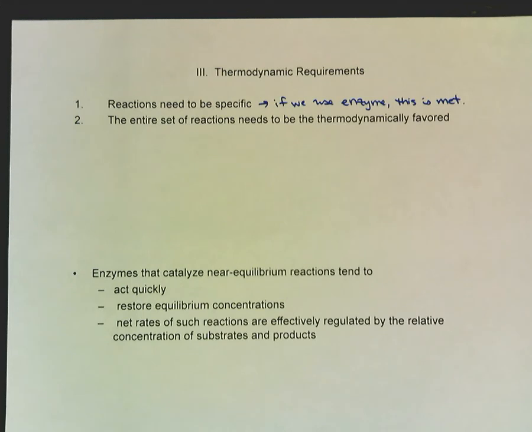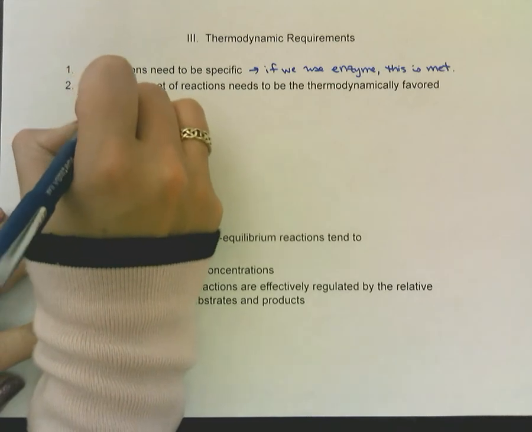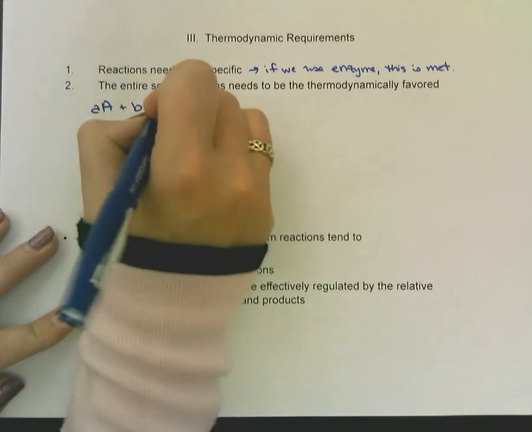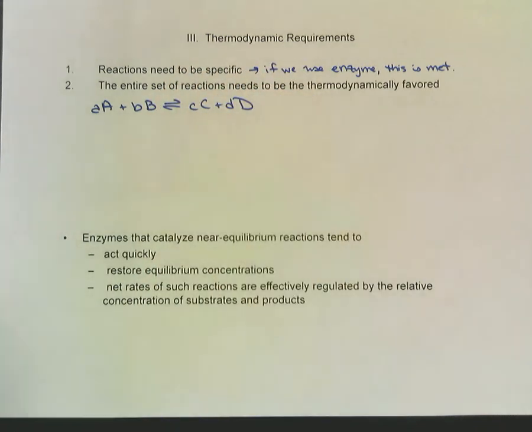So thermo is a state function, right? It doesn't matter all the steps in the middle, it just matters how much energy you had when you started the reaction and how much you end up with at the end. And that difference tells you if it's thermodynamically favored or not. So for our reaction, let's say I have this imaginary reaction. I have some amount of A and some amount of B reacting to produce some amount of C and some amount of D.